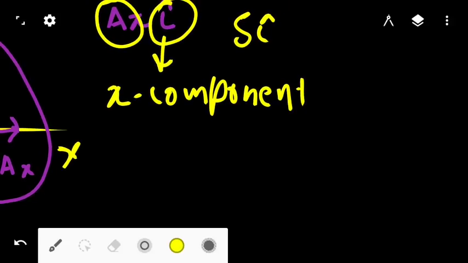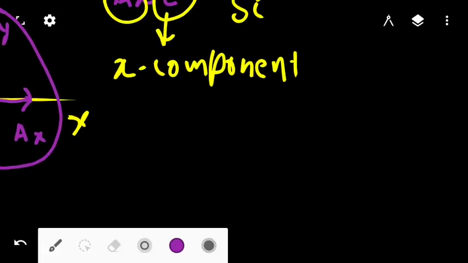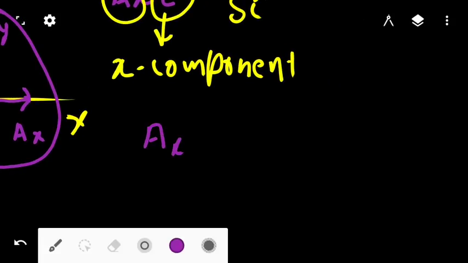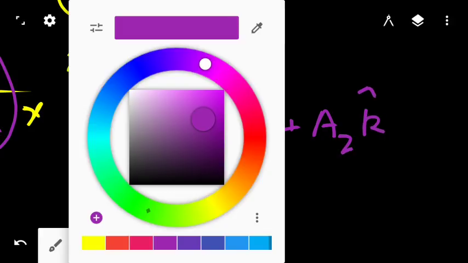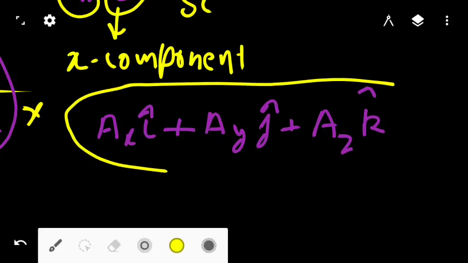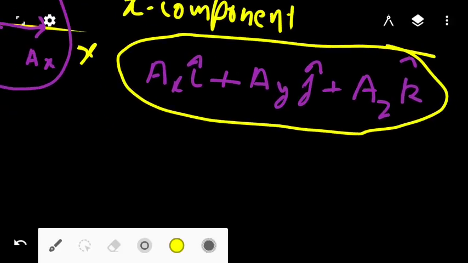So we can simplify this vector into its unit component form in this way: ax I cap, and I cap is just a symbol that tells you it's the x component. You can use any other, but I cap is the most widely used. So for the y component we'll write j cap, it's another symbol, and for the z component we'll write k cap. This is basically how you write a vector in its unit vector form.